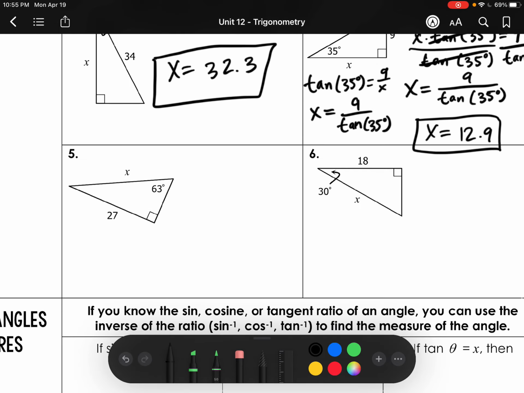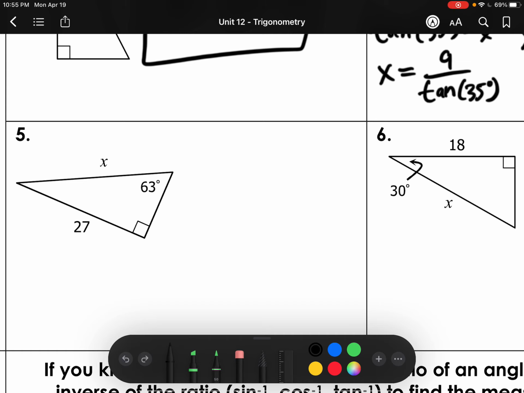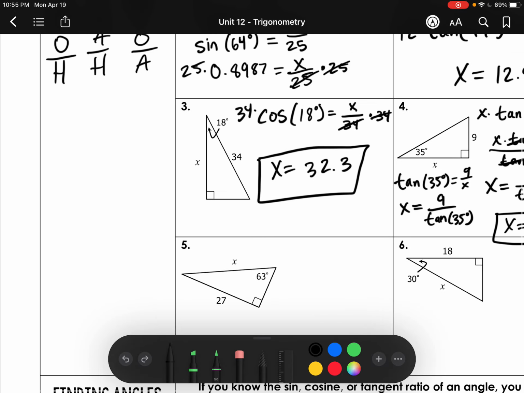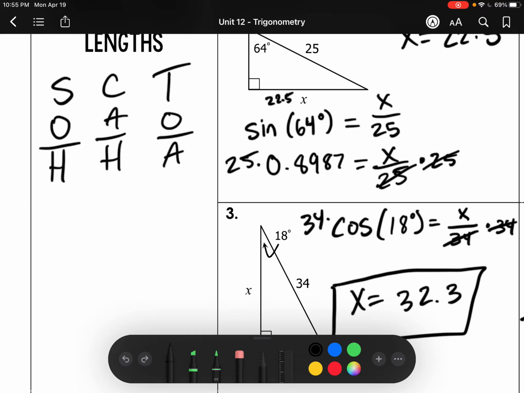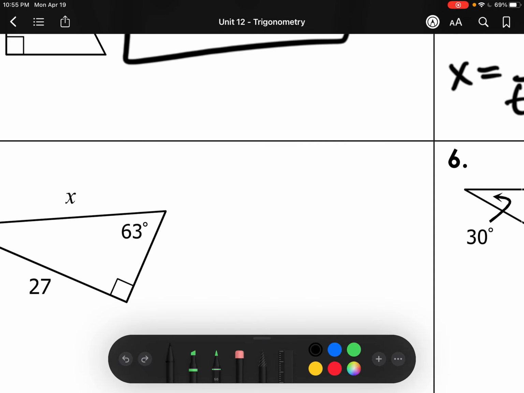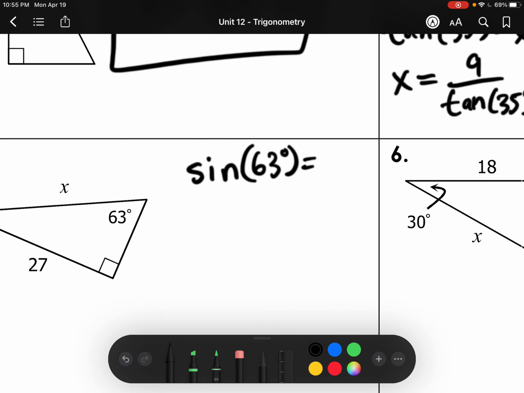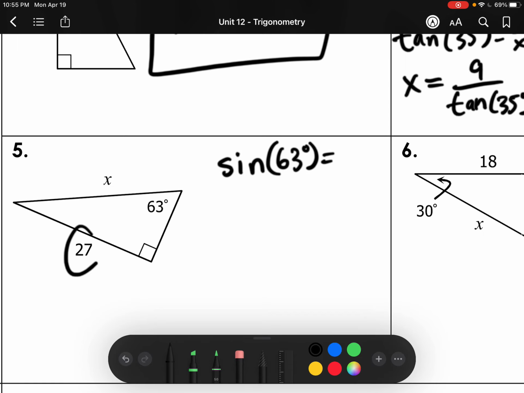All right, let's look at number 5 now. So number 5, we are given this angle right here. We're given the hypotenuse, and we're given the opposite side. So the trig ratio that deals with opposite and hypotenuse is sine. So sine theta, or sine of 63 degrees, is equal to opposite over hypotenuse. So 27 over x.